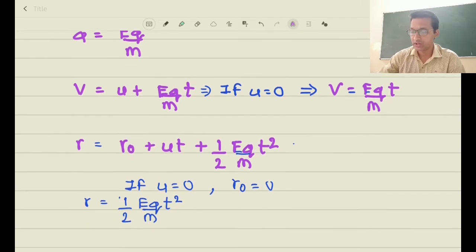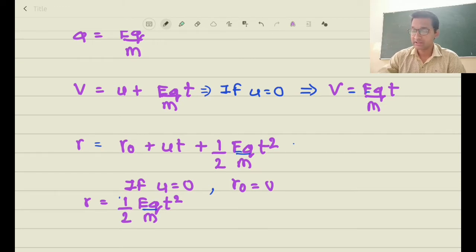Now suppose the initial velocity is 0 and the initial position also we consider to be 0, then the equation can be reduced to 1/2 Eq t square by m. Here r0 is 0 and ut will become 0. So this is what we have learnt in the previous class. One more addition I have done is the form of equations when u is 0 or r0, the initial position, is 0.